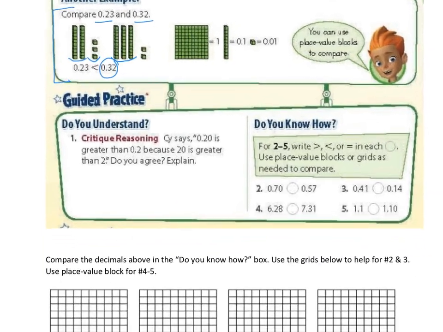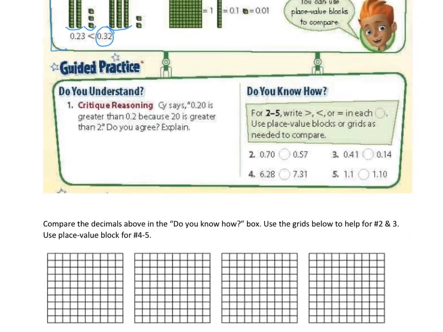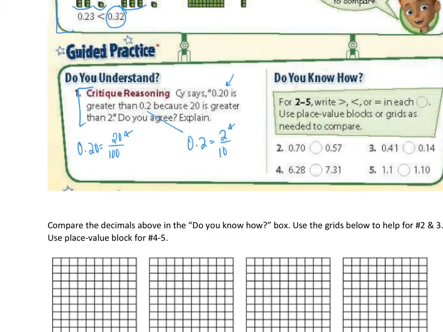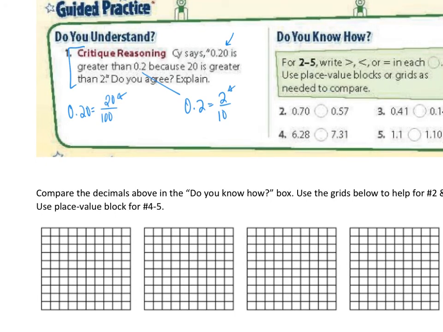If we look at our guided practice here, it says to critique the reasoning. So Sai says 0.20 is greater than 0.2 because 20 is greater than 2. Now let's say this correctly. This is actually 20 hundredths. You can write it as a fraction if you want to. And this one right here, 0.2, is actually 2/10. I kind of see what they're saying: the number 20, yes, is bigger than the number 2, but you're comparing 2 different size pieces. So this is where a picture is really helpful.